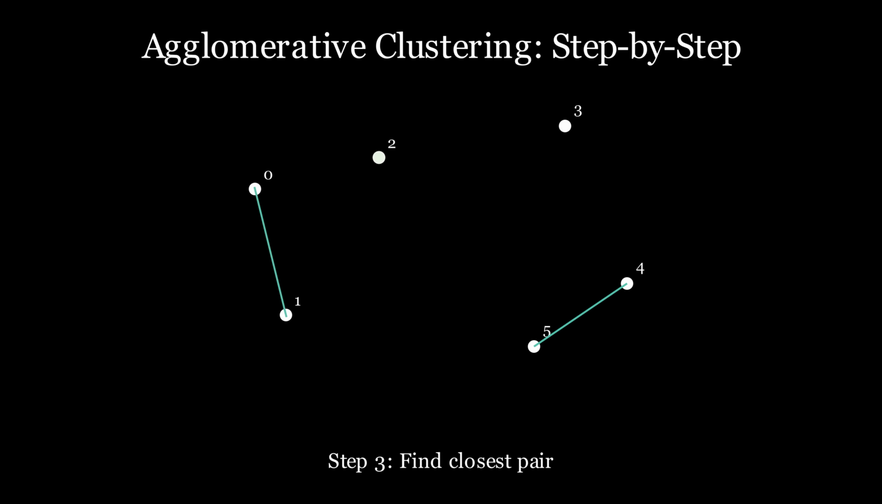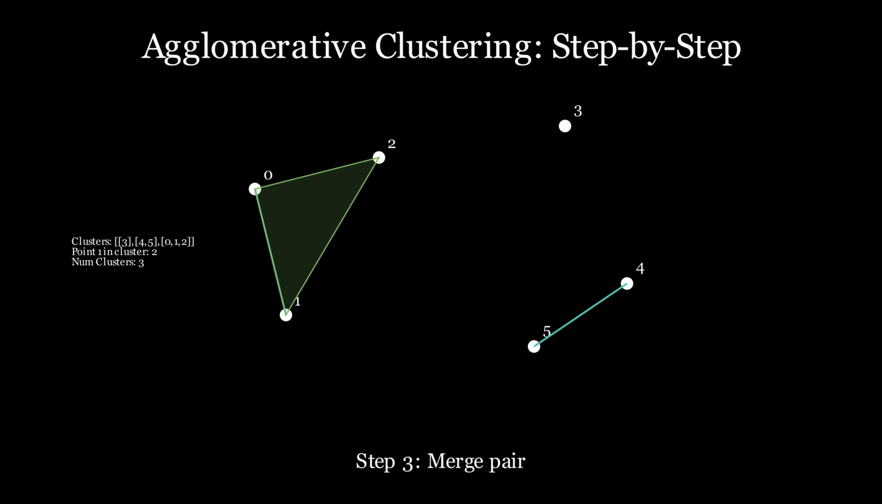We calculate distances between all pairs of current clusters using complete linkage. The minimum distance found is 2.92 between clusters 2 and 0,1. Now, we merge these 2 closest clusters into a single new cluster.